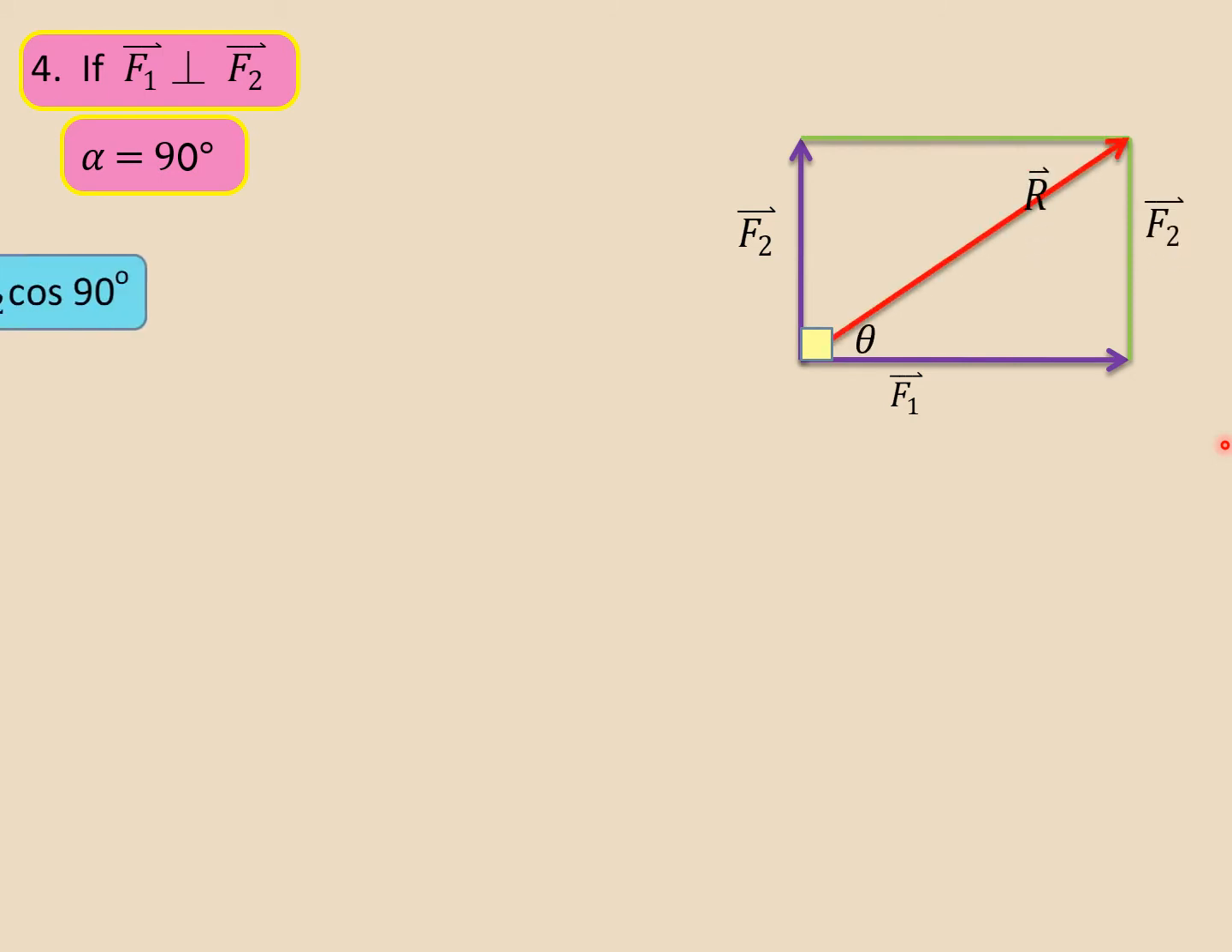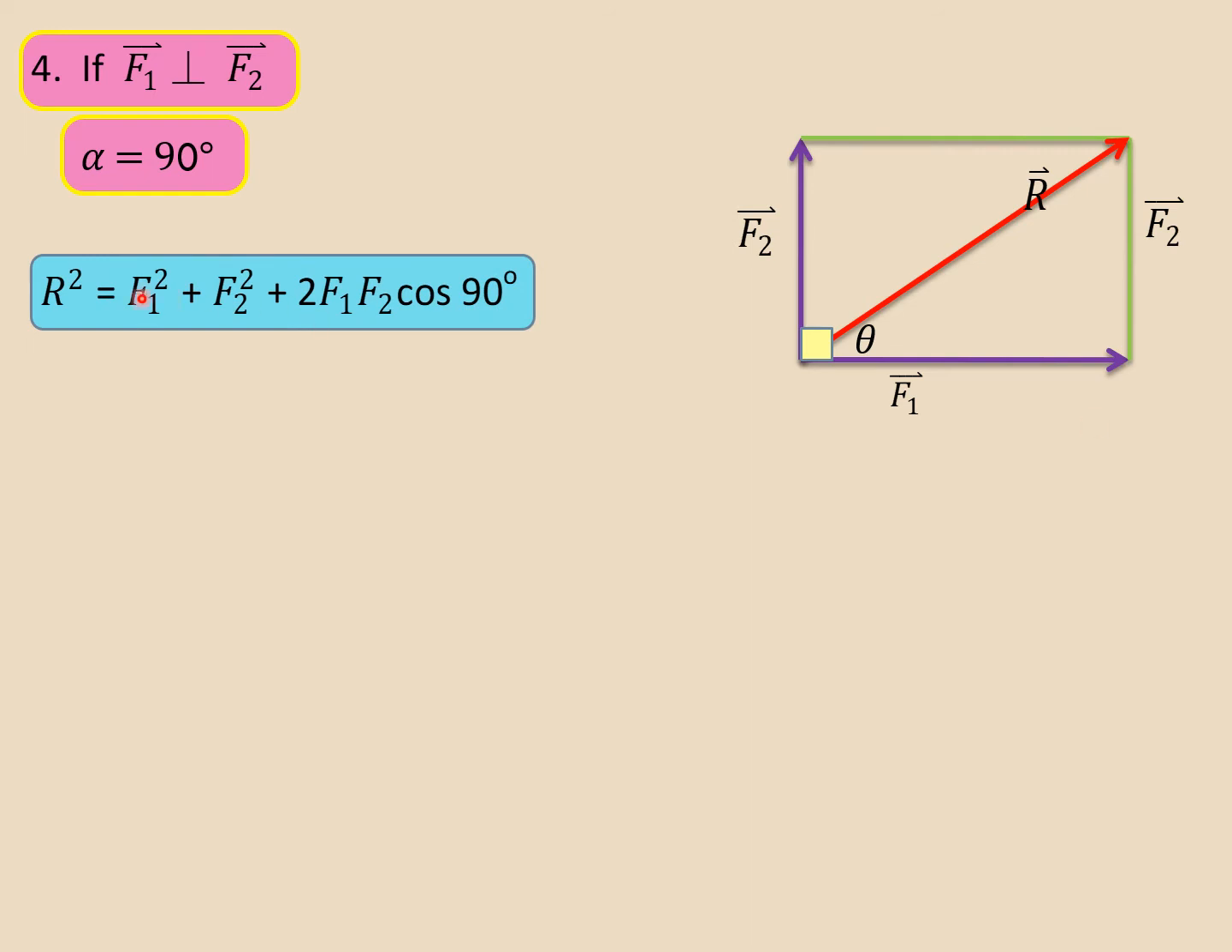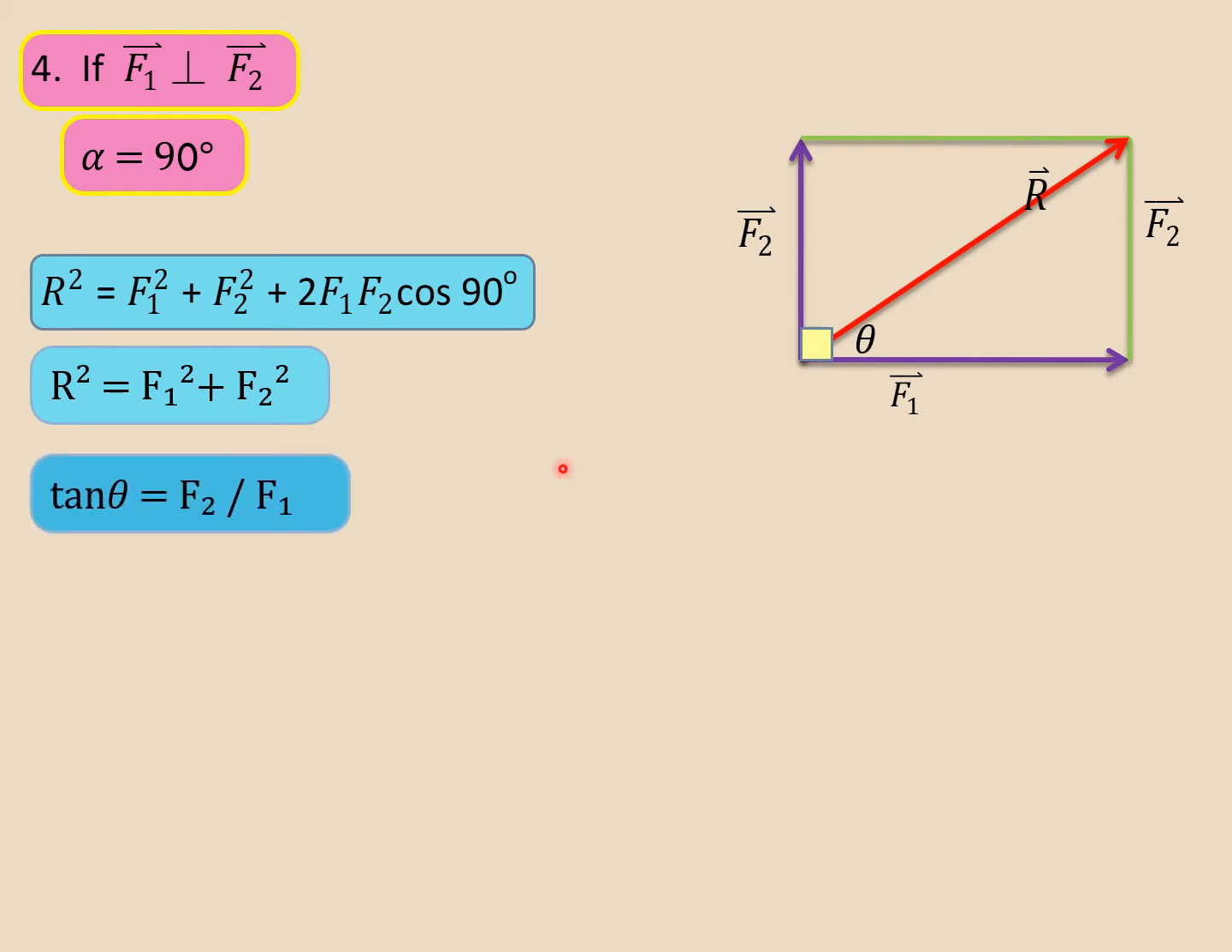So the resultant force in this case: R power 2 equals F1 power 2 plus F2 power 2 plus 2 F1 F2 cosine 90. Cosine 90 equals 0, so the term 2 F1 F2 cosine 90 will be cancelled. So R power 2 equals F1 power 2 plus F2 power 2. And for theta, tan theta will be F2 over F1 in this case.